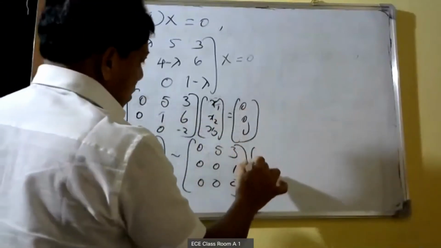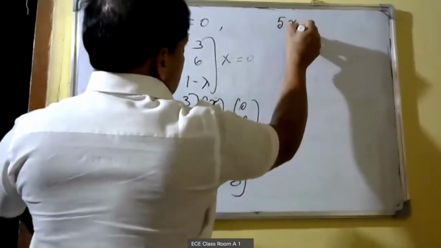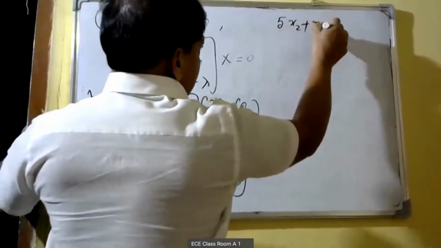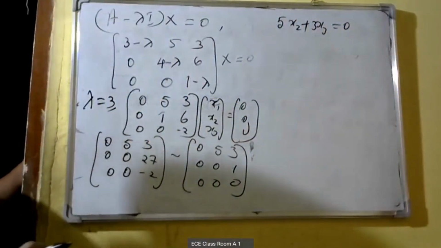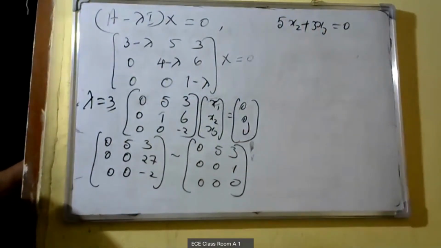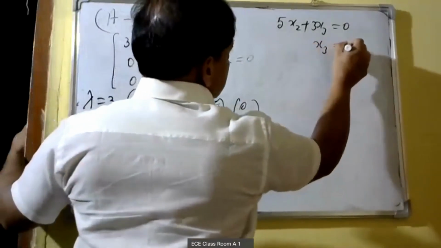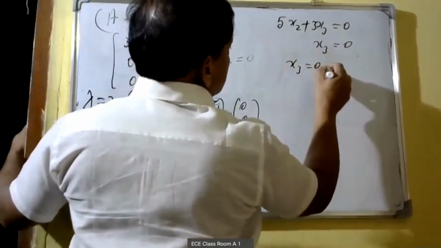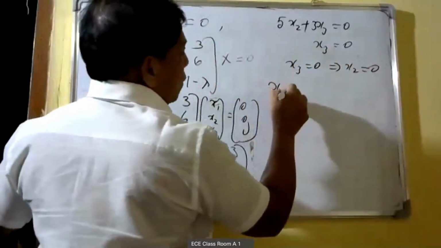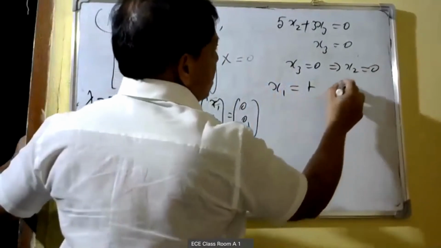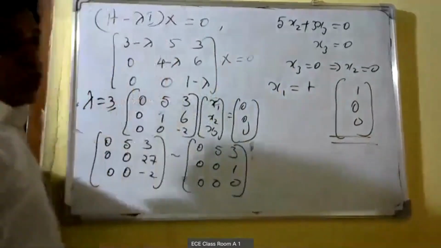Therefore, our equations will be: 5x2 plus 3x3 is equal to 0, the first equation. The second equation is x3 is equal to 0. Therefore, x3 equal to 0 implies x2 is equal to 0. One variable is chosen as arbitrary, therefore x1 is equal to t. Therefore, the eigenvector is 1, 0, 0.